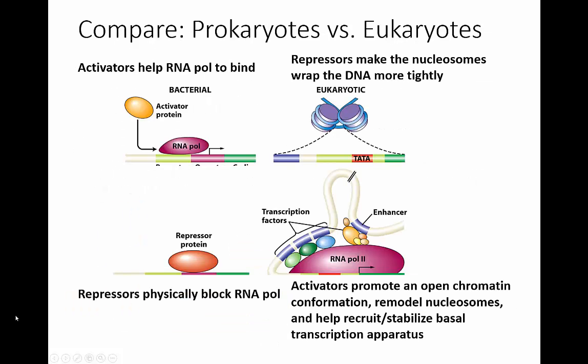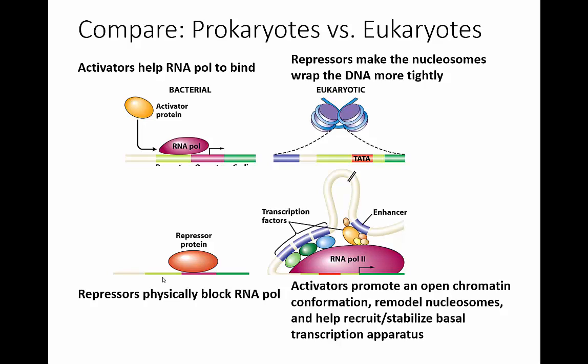Just to summarize, let's compare and contrast prokaryotes versus eukaryotes. In prokaryotes, activators really do one thing: they help to recruit RNA polymerase to bind to the promoter. Our example in the lac operon was CAP and cAMP, and it just helps RNA polymerase to get recruited more rapidly and effectively to the promoter. And in bacteria, if you have a repressor protein, it physically blocks RNA polymerase from binding. It physically binds to the start of transcription to inhibit transcription from occurring.